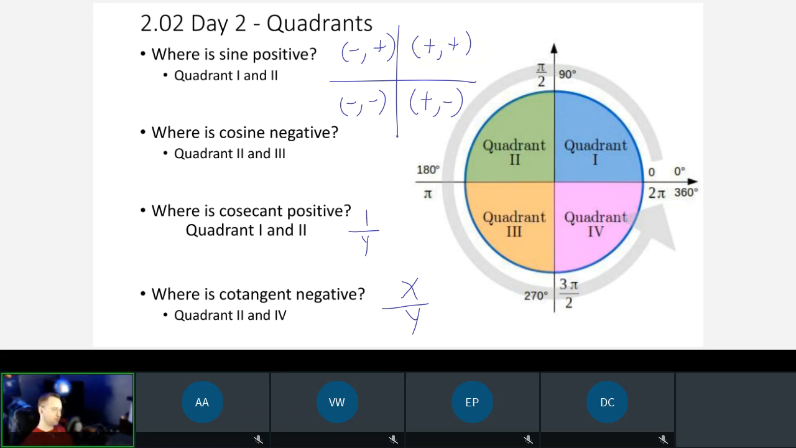So for these, I would draw a diagram. I would draw a picture. If they're not fundamental trig questions, rewrite it in terms of, well, like we did here, 1 over y and x over y. Make sure you write the equivalent.